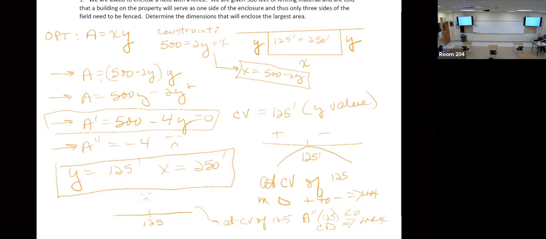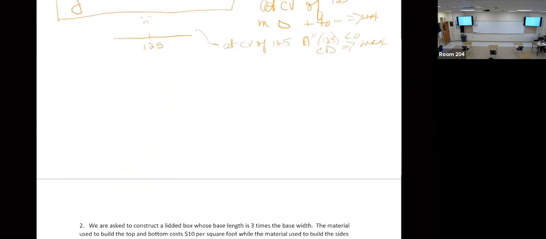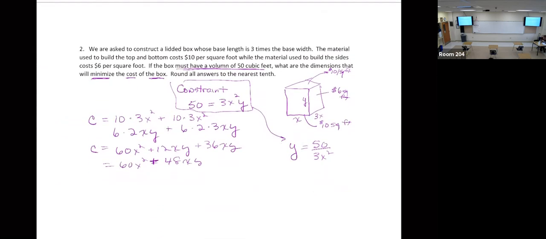The next thing we want to look at is the next two problems just to get a sense of it. I started writing out this one, and the key thing is we're going to do this material in the next section, but it's very similar to what we're doing. You're asked to construct a lidded box. So that means you want to build kind of a cube. It's three-dimensional. The material you use to build the top and bottom costs $10 a square foot. The sides aren't $10 each. It's $10 per square foot.